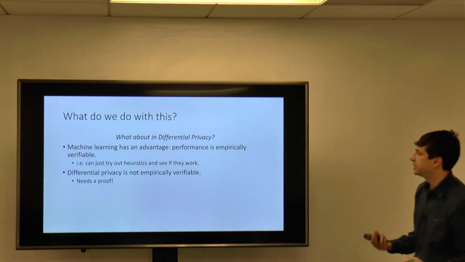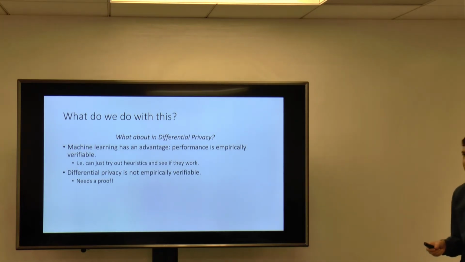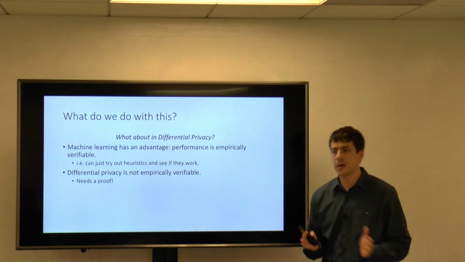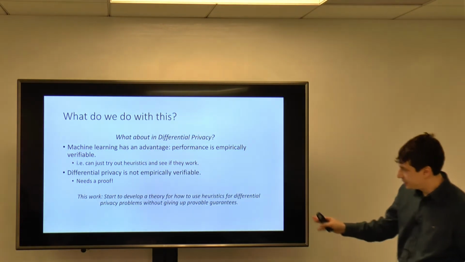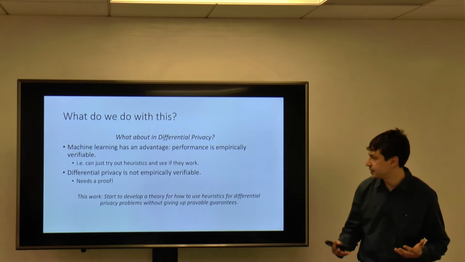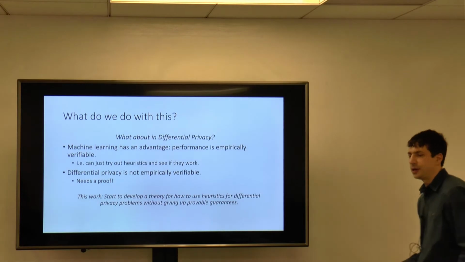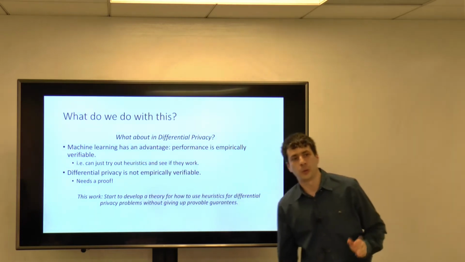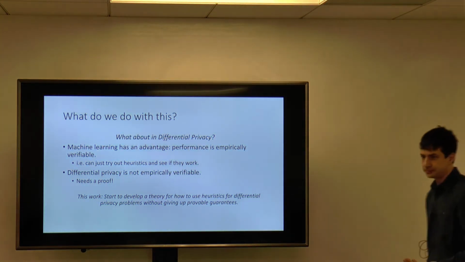Accuracy is empirically verifiable, but this definition of differential privacy has all of these universal quantifiers. So you can't just check if your algorithm is differentially private. That's a worst case definition that requires a proof. So the starting point for this work is to try to think about how to develop a theory for using heuristics to solve these hard problems in data privacy, where we're willing to assume that our heuristics work when proving that our algorithms do something useful. But when proving that our algorithms are private, we would like to not have to assume that. We'd like to prove privacy in the worst case.